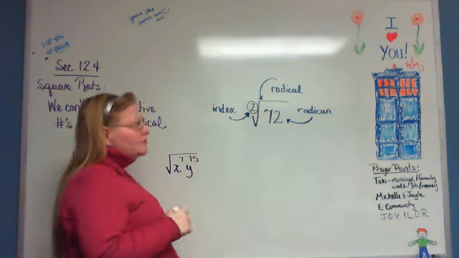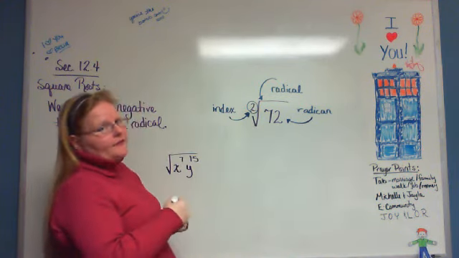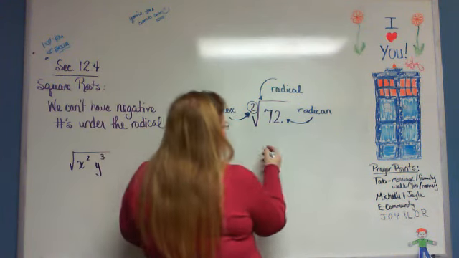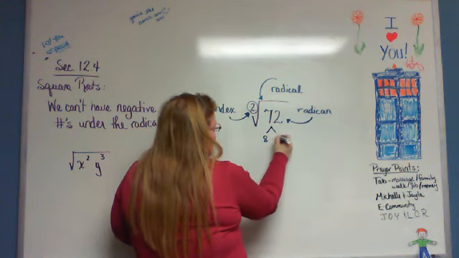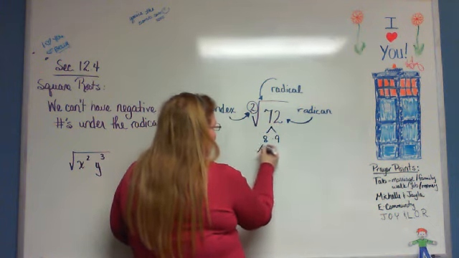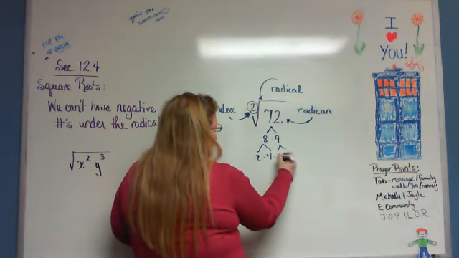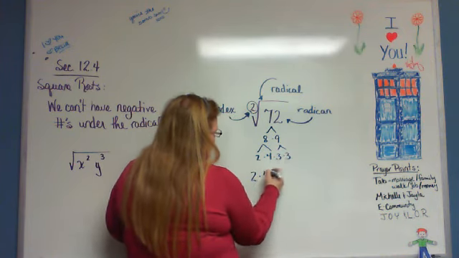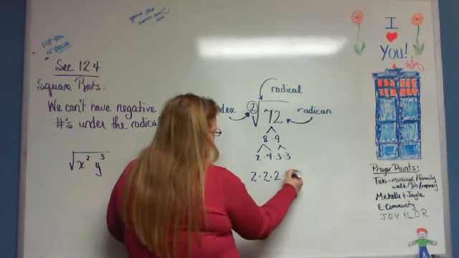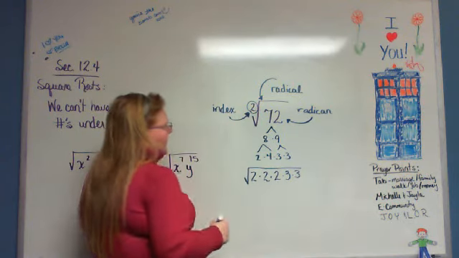But in case you don't, whenever you get a problem like this, you're supposed to break this down into its prime factors. So when I go to break this down into its prime factors, 72 is really 8 times 9, which is really 2 times 4 times 3 times 3, which ends up giving us 2 times 2 times 2 times 3 times 3. And all of this is still underneath the radical like it was before.